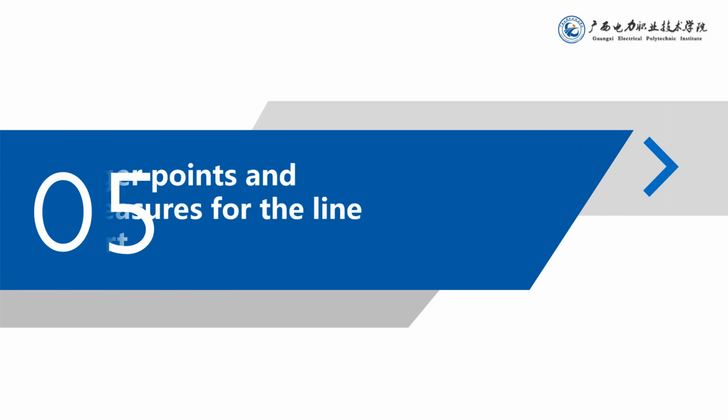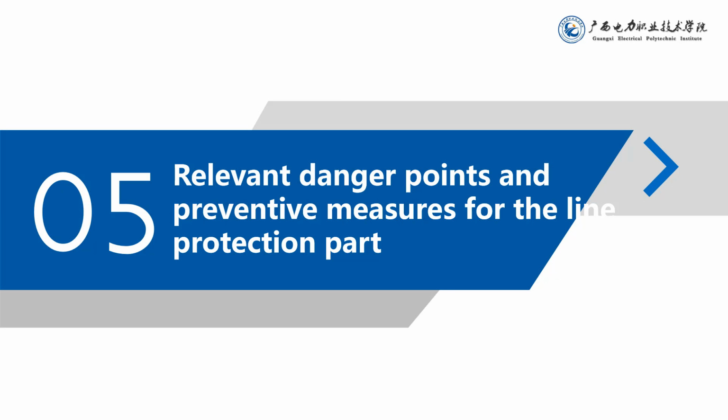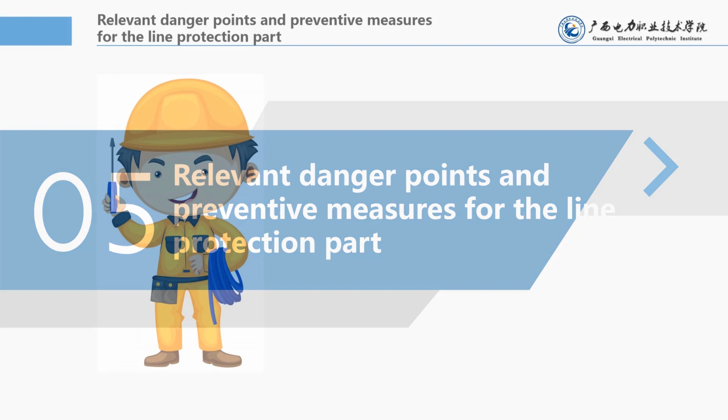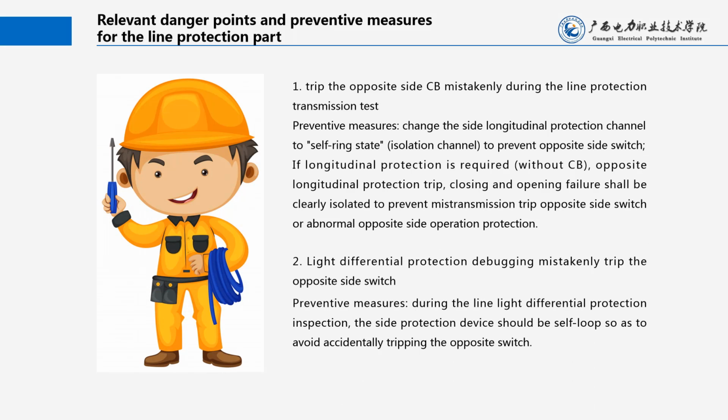5. Relevant danger points and preventive measures for the line protection part. 1. Trip the opposite side CB mistakenly during the line protection transmission test. Preventive measures. Change the side longitudinal protection channel to self-ring state, isolation channel, to prevent opposite side switch. If longitudinal protection is required, without CB, opposite longitudinal protection trip, closing and opening failure shall be clearly isolated to prevent mistransmission trip opposite side switch or abnormal opposite side operation protection.